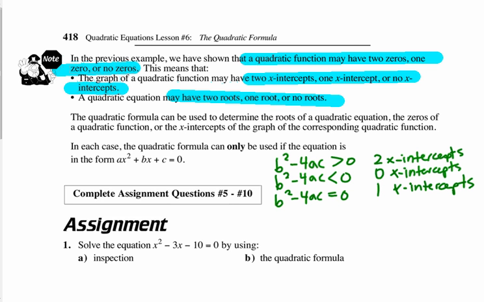Okay, so remember when they say solve by inspection, what are they really saying? Factoring. Yeah. Sorry, I should have waited. My fault. Better wait 10.